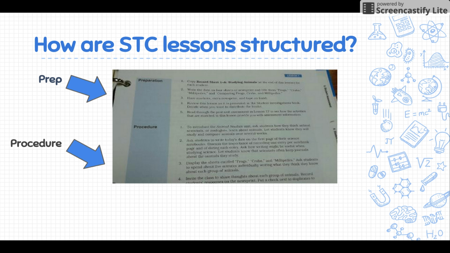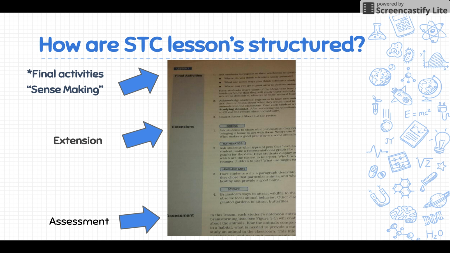Then we have the procedure. So this is the steps of the lesson. Next is the final activities section, or the sense-making part of the lesson. This is where you get to take all the learning you've done with your students and tie a nice, neat bow on it. Maybe you answer the question that you posed at the beginning of class that guided the lesson.